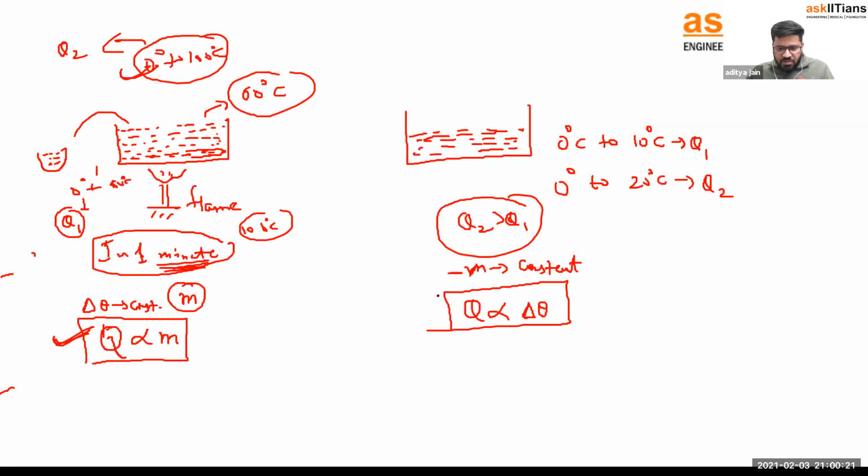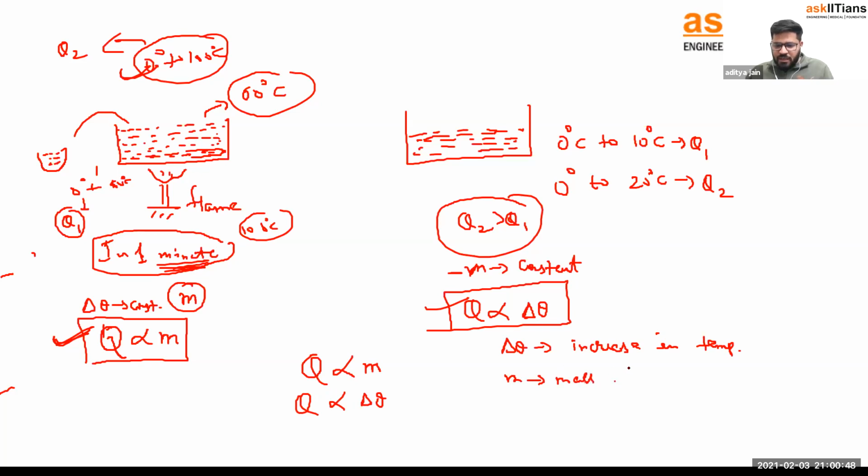And for the mass as a constant quantity, more heat will be required for more increase in temperature. So these are two things. If I combine both these things, I'll get a relation like this: Q is directly proportional to M, and Q is directly proportional to delta theta, where delta theta is the increase in temperature and M is the mass of the substance.